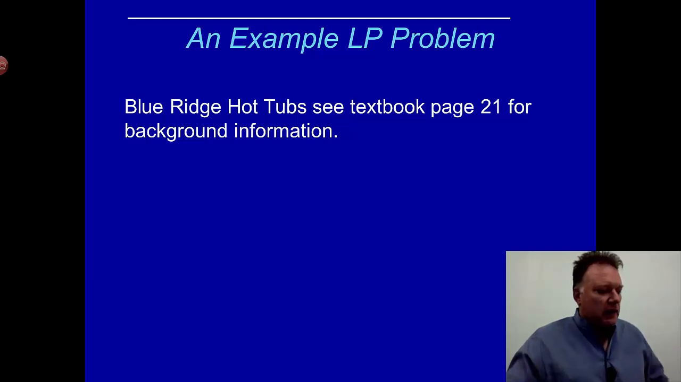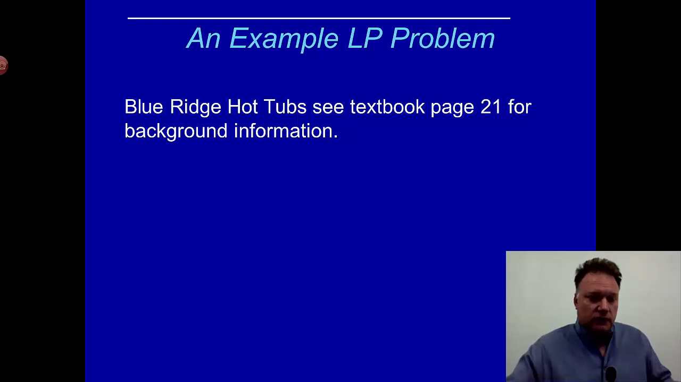Blue Ridge Hot Tubs manufactures and sells two models of hot tubs, the Aquaspa and the Hydrolux. So they make two products. Howie Jones, the owner and manager of the company, needs to decide how many of each type of hot tub to produce during his next production cycle. That sounds like the decisions that need to be made, right? Those would be the decision variables. How many of product 1 and how many of product 2? We can call those X1 and X2.